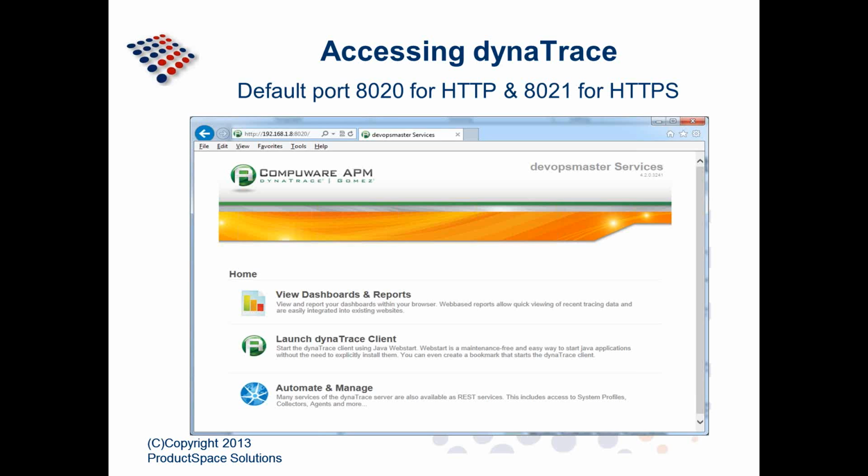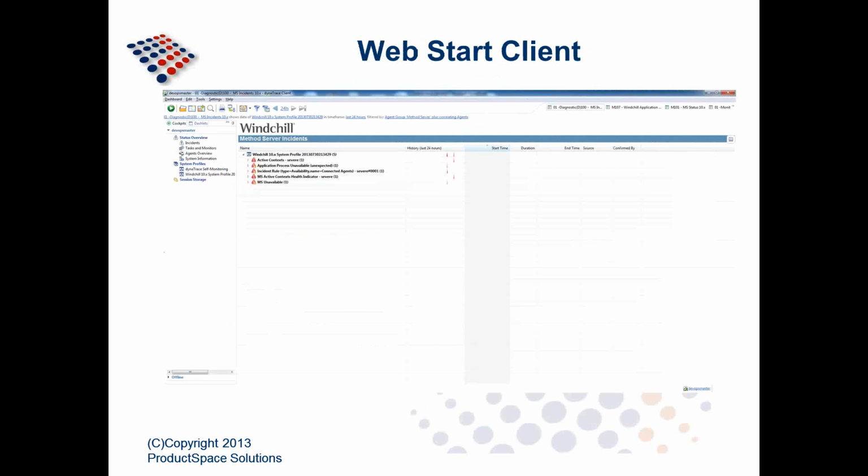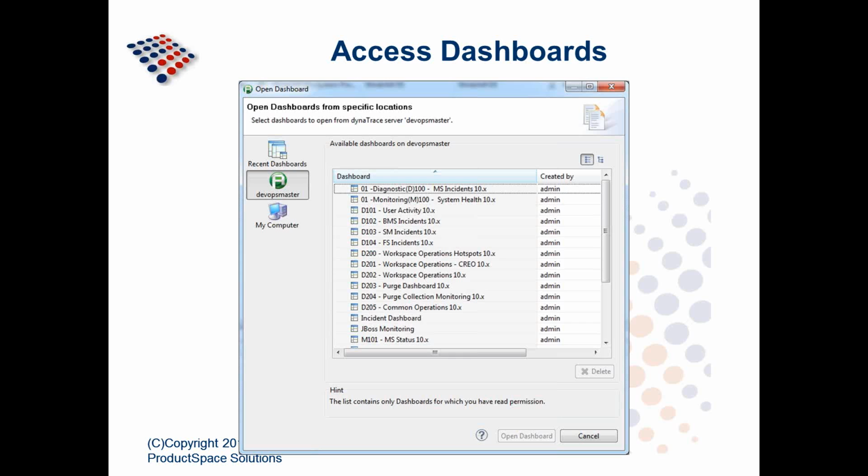The primary interface that we would work with most of the time is the dynaTrace client, which is a web start client, which has a bunch of dashboards that are already pre-built into it. You have some system profiles that come preloaded with the system. You can create additional profiles, but the profiles that are loaded already have several predefined transactions that you should be able to use immediately. So here are some of the dashboards that are in the system out of the box.